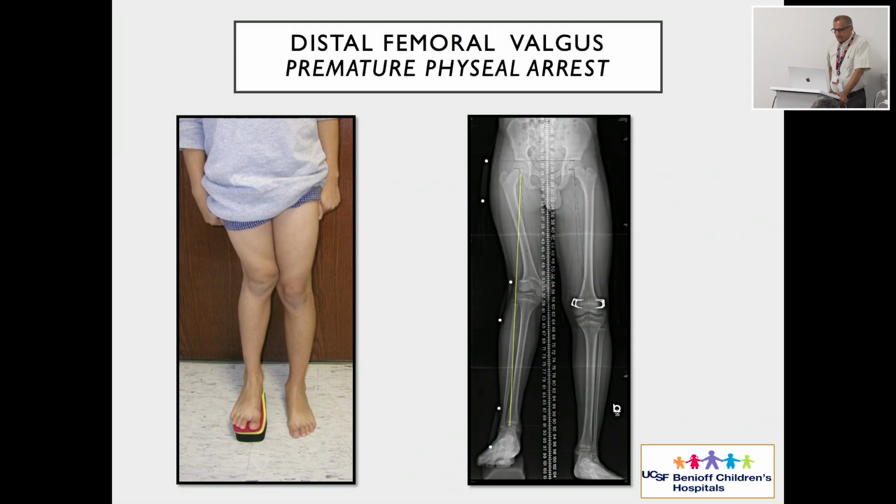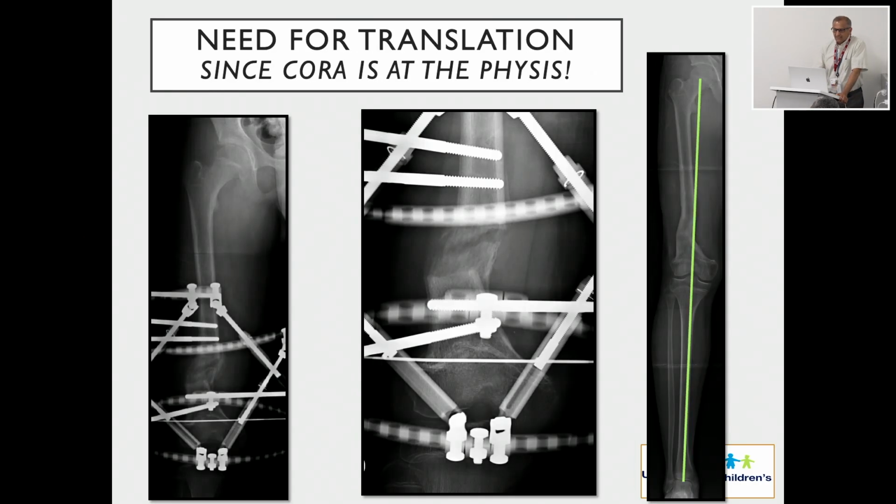So, a few case examples. Forget about all the details. Just look at the osteotomy location and translation. So, distal femoral valgus related to a premature physeal arrest of the distal femur. We did it gradually because he needed length. Look at the amount of translation that's needed to realign the mechanical axis.